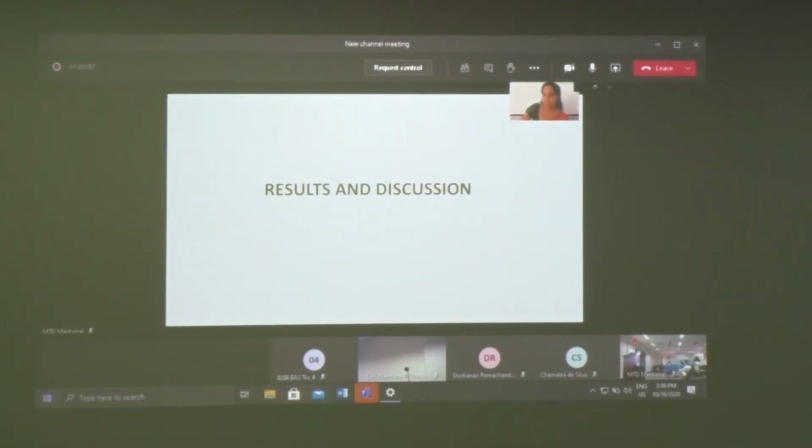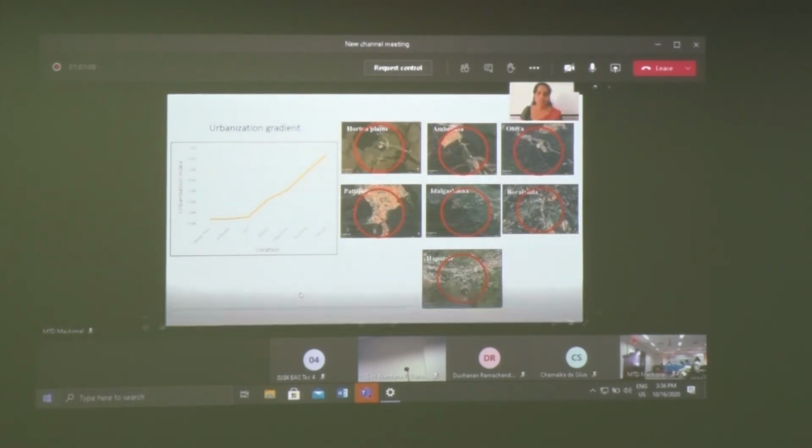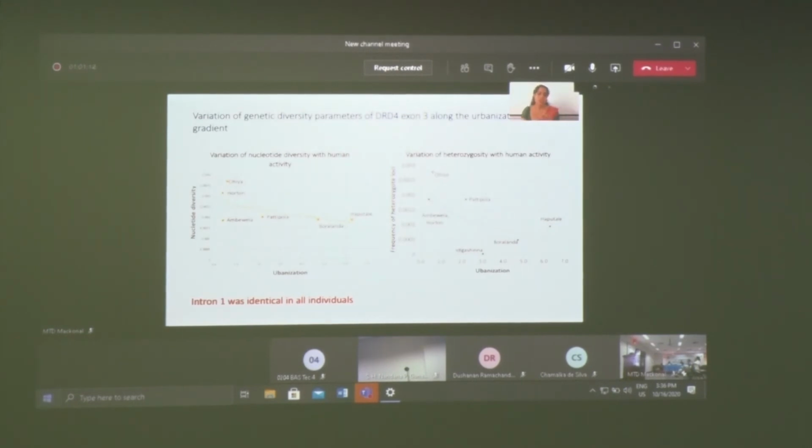Moving on to the results and discussion, this is what my urbanization gradient looks like. According to the graph, the lowest levels of human activity exist in the Northern Plains and the highest levels exist in the urban locations. I found that the third exon was variable between individuals. It was polymorphic between individuals, but the first exon was not. It was identical among all individuals. This is how the genetic diversity parameters, namely the nucleotide diversity and the heterozygosity, vary along the urbanization gradient.